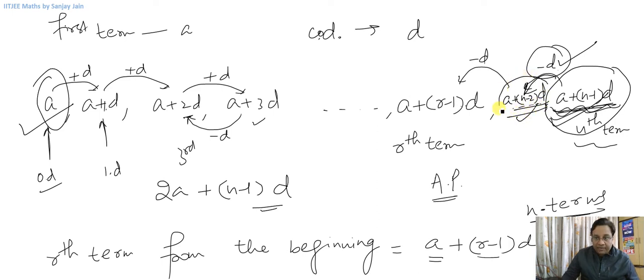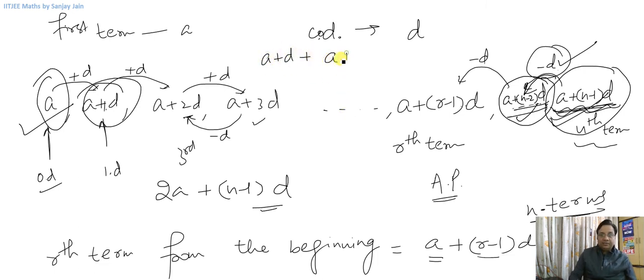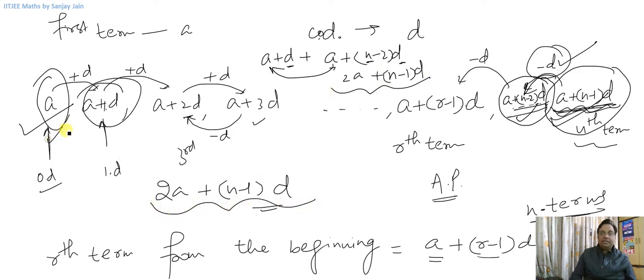Now if I add my second last and second term, what will I get? The second term is A plus D, and I am adding this second last term, A plus n minus 2 into D. Now this will give me 2A plus n into D minus 2D plus D. So it will be n minus 1 into D, which is nothing but the same as the sum of the first and last term. So you observe this.